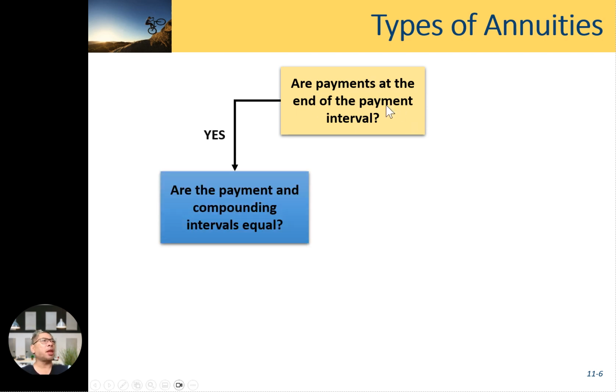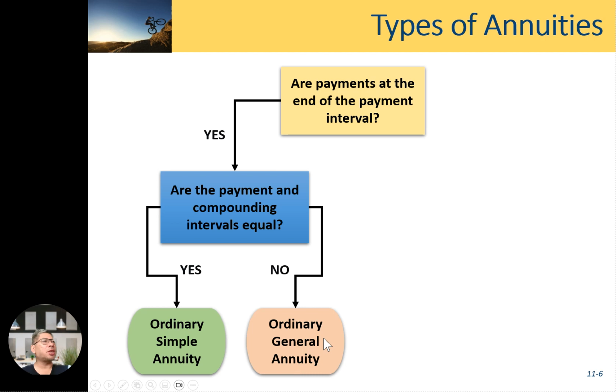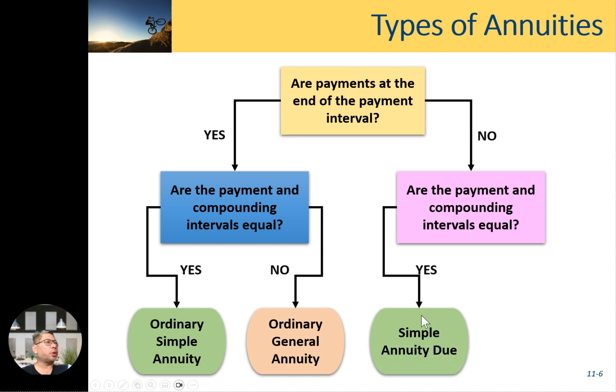Now, are the payments at the end of the payment interval? Yes. If yes, are the payment and the compounding interval equal? If yes, then it's called an ordinary simple annuity. If no, it is called an ordinary general annuity. If all the same, we call it ordinary simple; if not, we call it general. And if the payment at the end of the payment interval is no, are the compounding and payment intervals equal? If yes, it's a simple annuity due. If no, then it goes to the general annuity due.